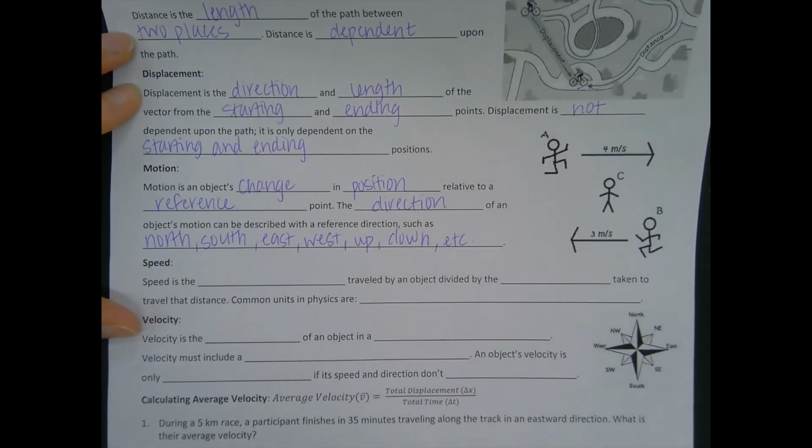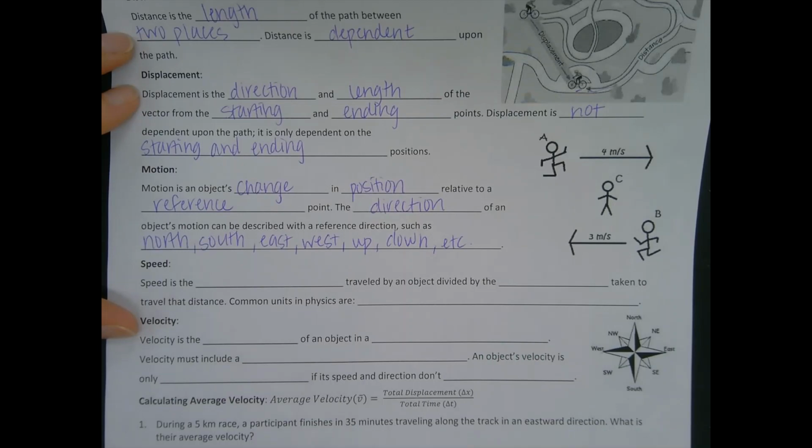So when we're talking about motion, specifically velocity, we have a change in position relative to a reference point in a specific direction. Looking at this picture, if person C is your reference point, then you have person A running 4 meters per second to the right and person B running 3 meters per second to the left. So your reference point here would be C, with a change in position in a specific direction.